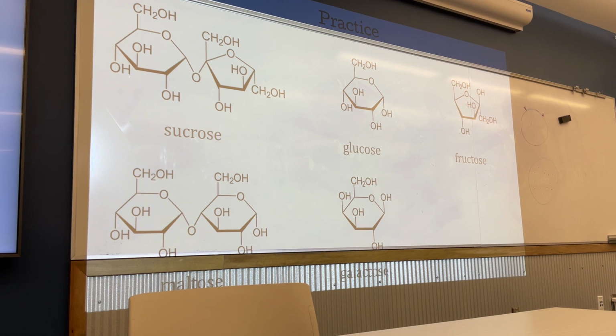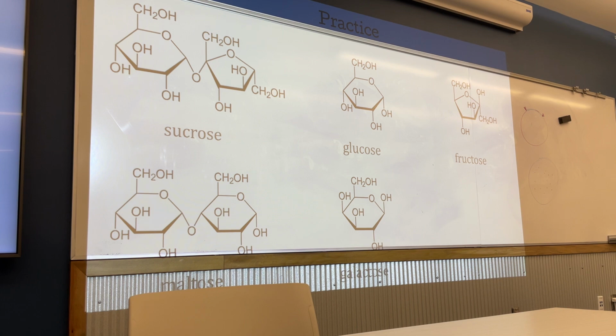But glucose, right? Oxygen, anomeric carbon. So it's reducing. Oxygen, anomeric carbon. Here, it's reducing. Galactose, that's a byproduct of lactose. Anomeric carbon, reducing. All monosaccharides are going to be reducing sugars, okay?